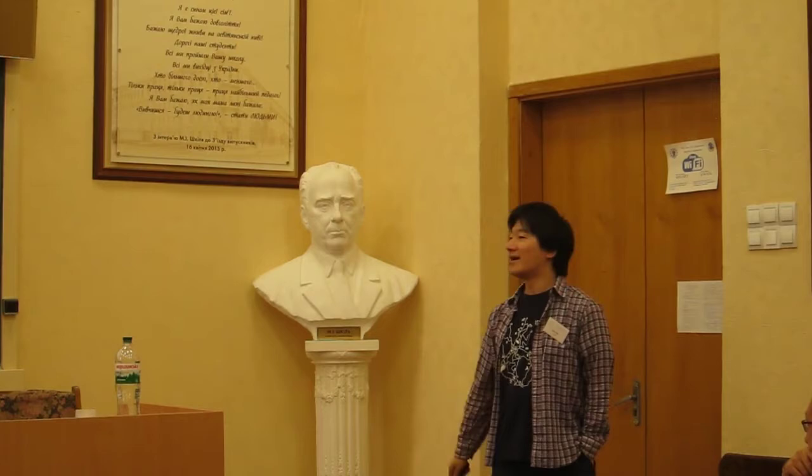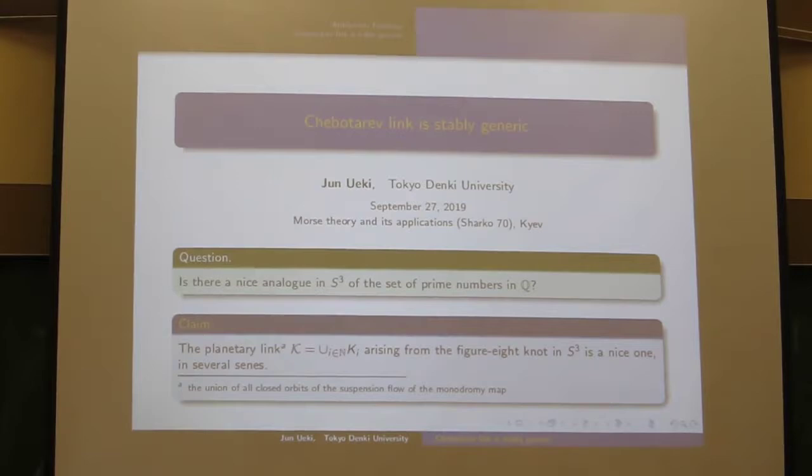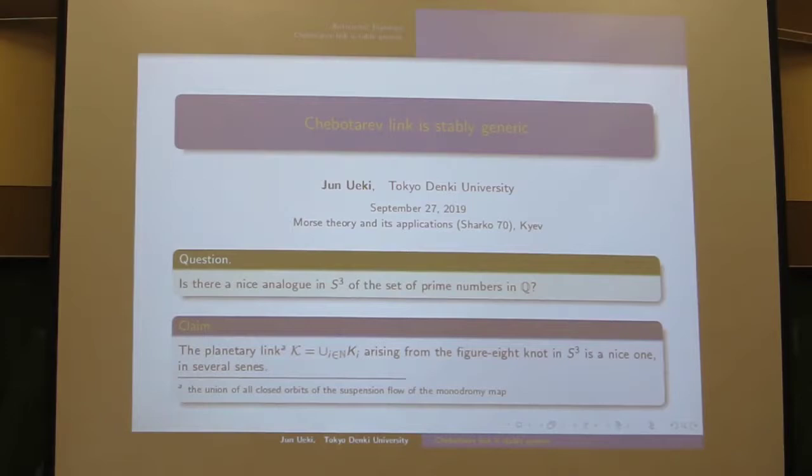I'm going to talk about some analogy between knots and number theory. And the main question is: is there any nice analog in S3 of the set of all prime numbers in the rational numbers? My claim is that the so-called planetary link arising from the figure 8 knot in S3 is a nice one in several senses.